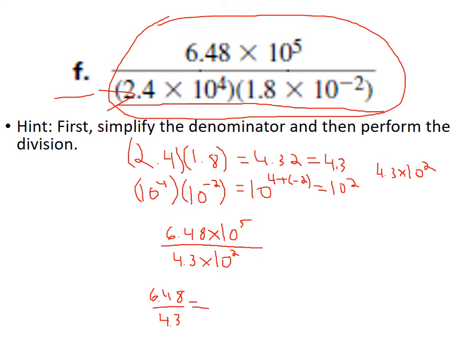So let's do 6.48 divided by 4.3, and I get 1.5. Two significant figures there. And now I'm going to do my 10 to the power of 5 over 10 to the power of 2. So it's going to be 10 to the power of 5 minus 2, which is 10 to the power of 3. So our final answer is going to be 1.5 times 10 to the power of 3.